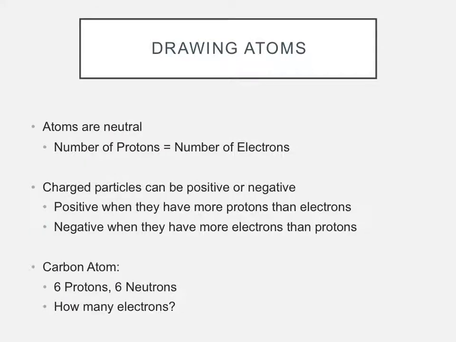So atoms are neutral, like we said on the last screen. The number of protons is always going to equal the number of electrons. Charged particles can be either positive or negative. They're going to be positive if they have more protons than electrons. They're going to be negative if they have more electrons than protons. So a carbon atom has 6 protons and 6 neutrons. So my question to you then is, if a carbon atom is neutral, how many electrons does it have? Take a second, answer this in Edpuzzle.